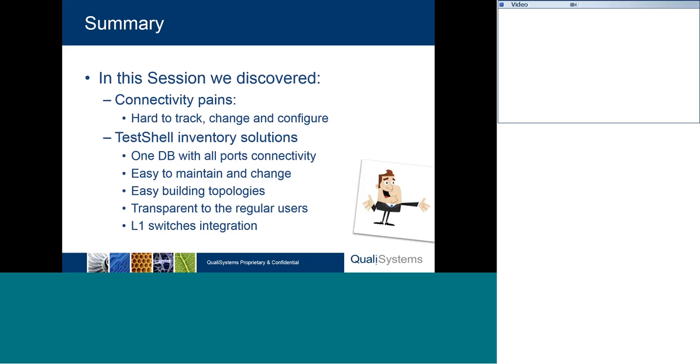In this short session and presentation, we saw the connectivity pains, which are, first, how to track the changes in the connectivity, how to change, and how to configure. The TestShell inventory solution gives you one database with the whole port connectivity, easy to maintain and change, easy to build topologies, transparent to the regular user, with layer 1 switch integration in the device.